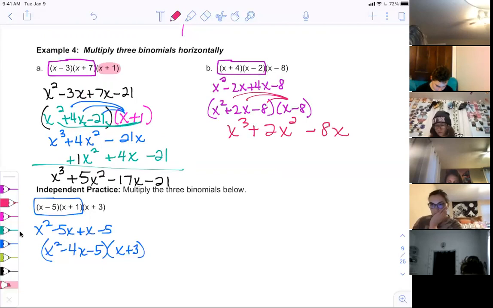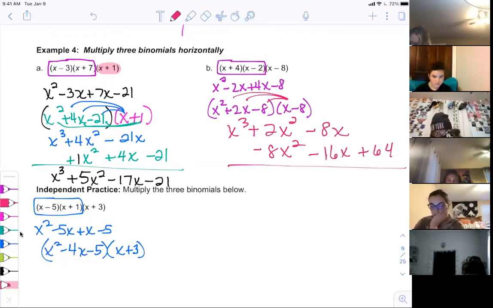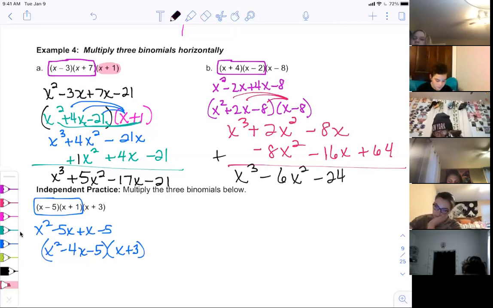And then the next one? And then negative 8x squared minus 16x plus 64. Awesome. And then your final answer, what do you have here? X cubed minus 6x squared minus 24x plus 64.